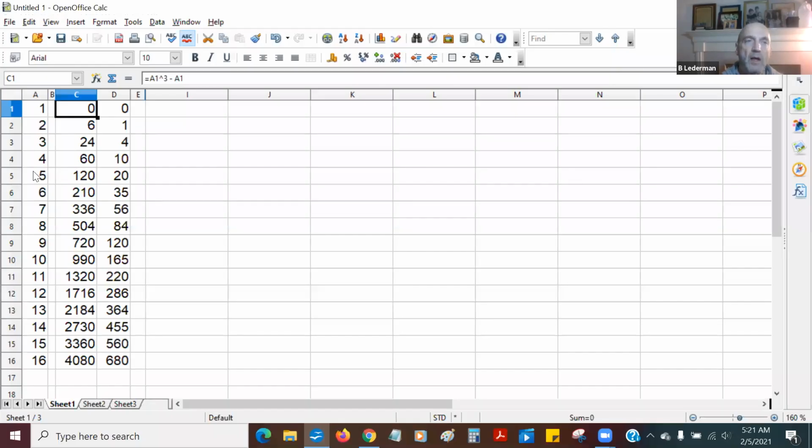In column A, I just have the positive integers. In column B, I have a1 to the third minus a1. So if this is my n, that's n to the third minus n. This is a2 to the third minus a2, which is 2 to the third minus 2, and so on and so forth. That's column B.